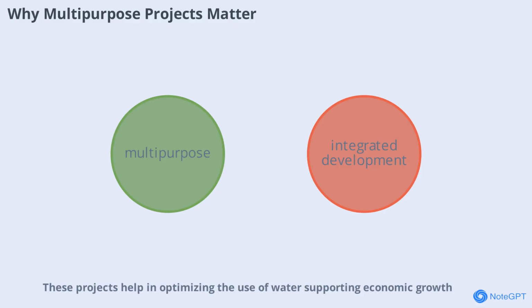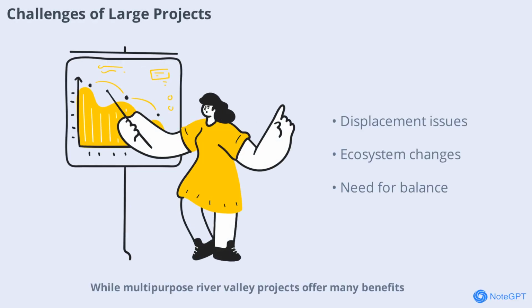These projects help in optimizing the use of water, supporting economic growth, and improving the quality of life for millions of people. However, they also require careful planning to minimize environmental and social impacts. While multipurpose river valley projects offer many benefits, they also pose challenges. Large dams can lead to displacement of people, loss of biodiversity, and changes in local ecosystems. Managing these challenges requires a balance between development and environmental conservation. Involving local communities and conducting thorough impact assessments are crucial for the success of such projects.